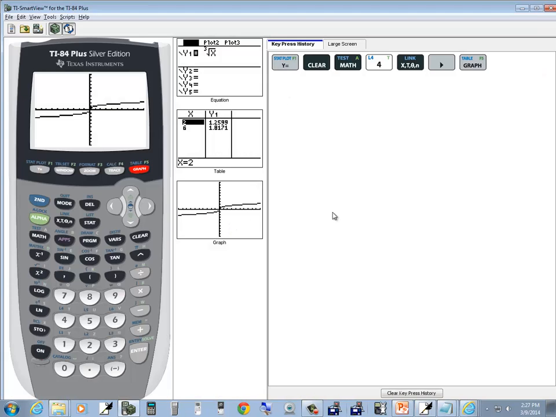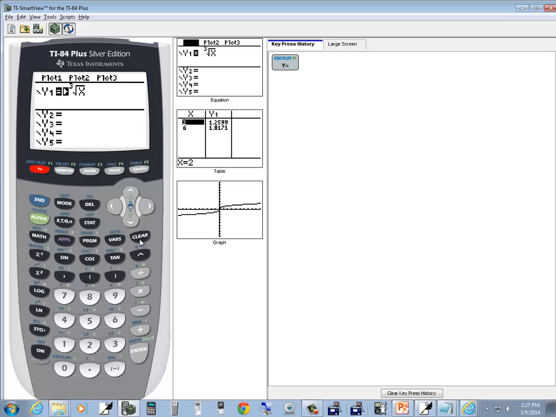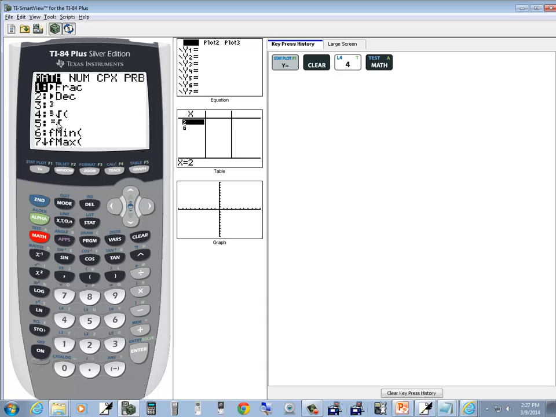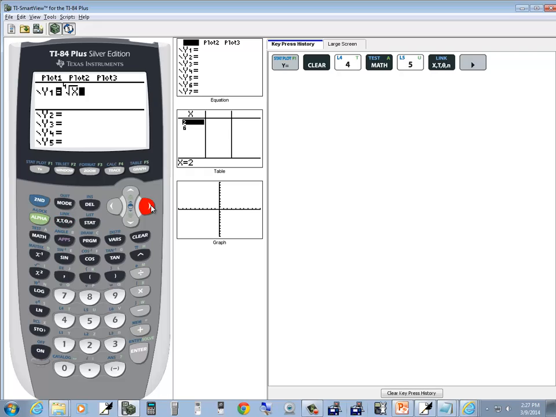And how we do it is we press our y equals, clear. We put our index in first. So press 4. Then I go to math, and we want to choose the fifth one, the radical with an x for the index. So we'll choose 5. And it automatically puts the 4 in for your index. And then we'll put the x key in. Then I'll press the right arrow key to get it out of the fourth root, and then press graph.